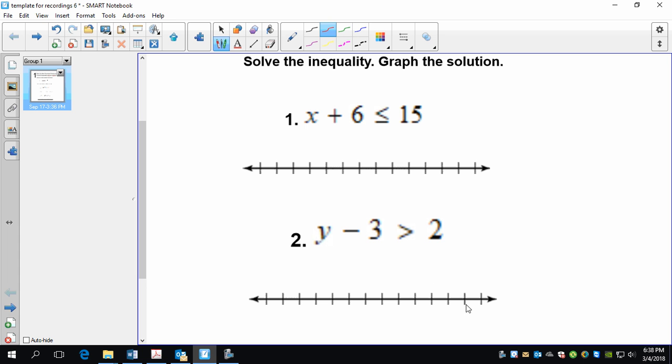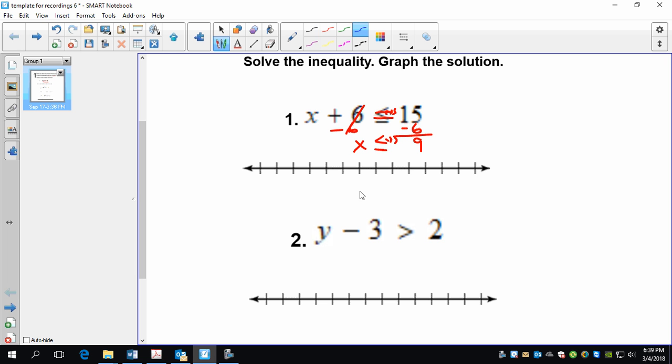Number one, it says x plus 6 is less than or equal to 15. Now, what you want to do is pretend this is just an equal sign, okay? If they're adding 6 on one side, we need to subtract 6 over here, and we would get x is, and then go back to your sign, less than or equal to 9. So x is less than or equal to 9.